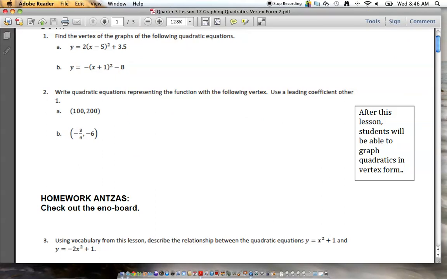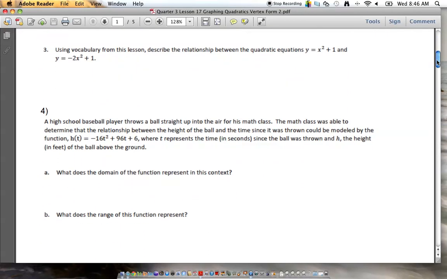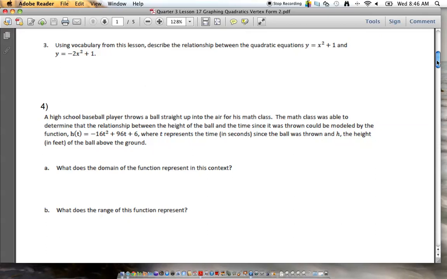Now, using vocabulary from the lesson, describe what's the same and what's different about y equals x squared plus 1 and y equals negative 2x squared plus 1. I'll give you about 10 seconds to think about that.